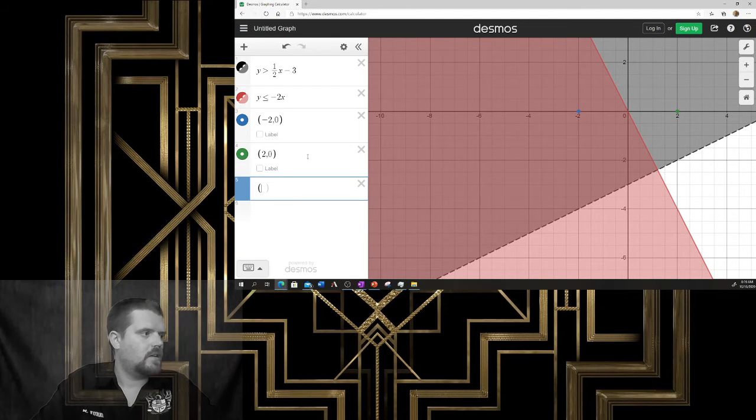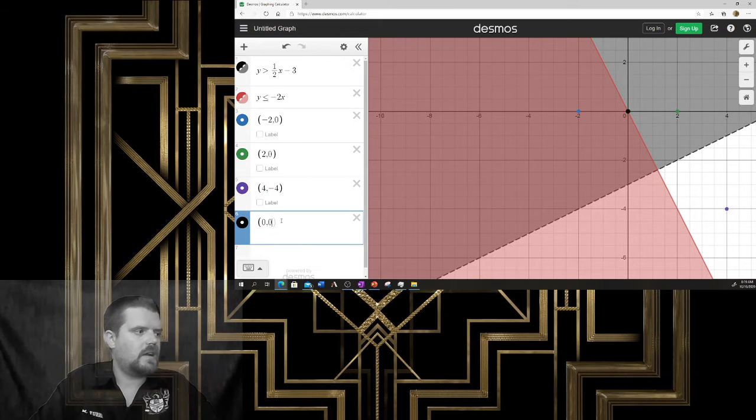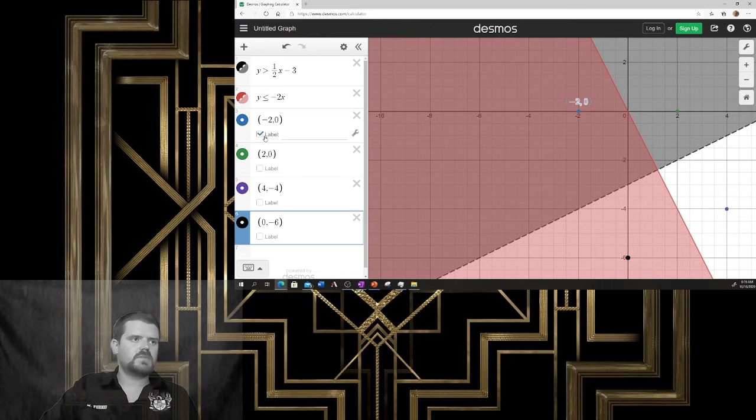I could do 4, negative 4, put it down there in the bottom. That's not a solution. Or it could be straight down, 0, negative 6. That's not a solution. So it has to be where you have both types of shading. So any point in there.